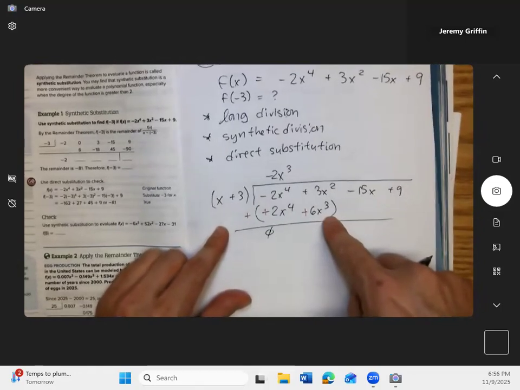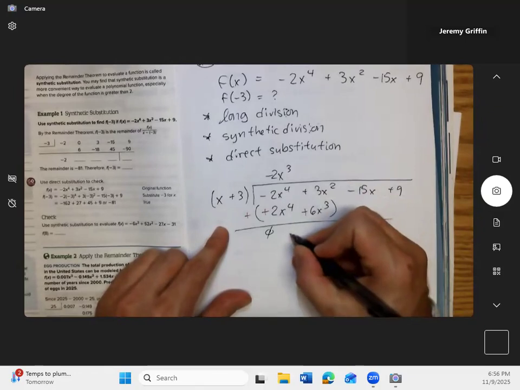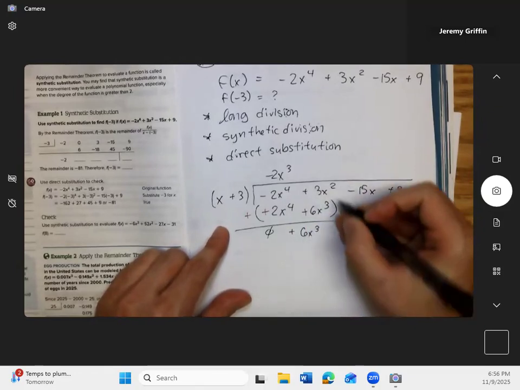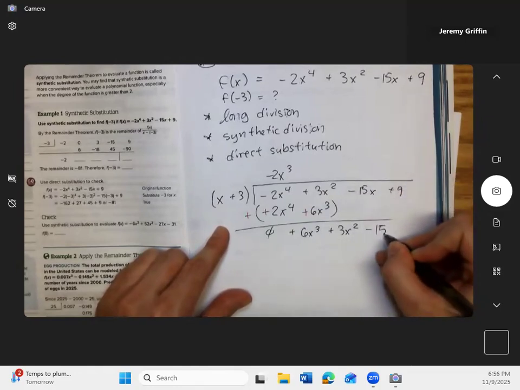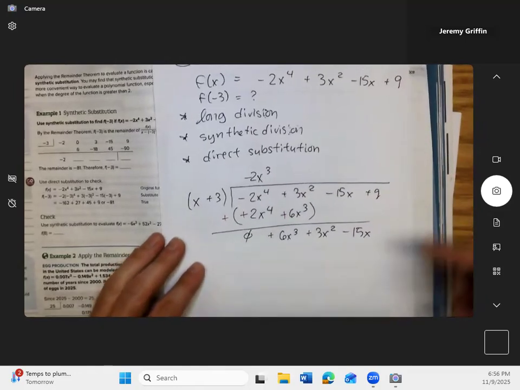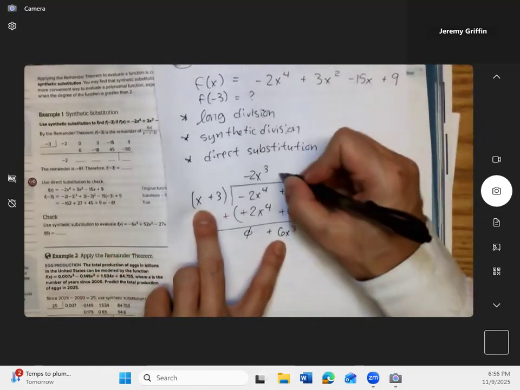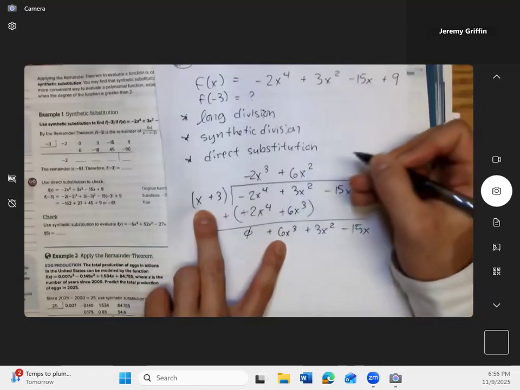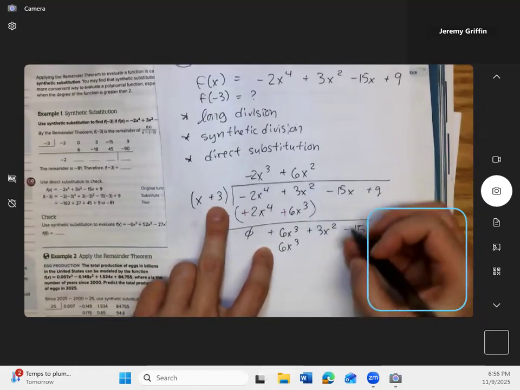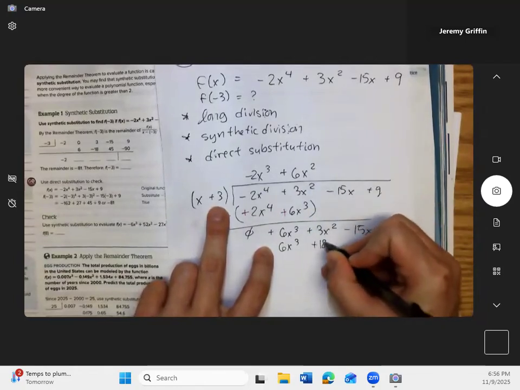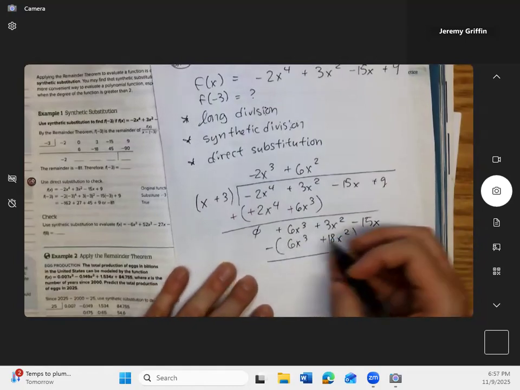Now, careful here, because these are totally different terms. I have an x squared and an x cubed here. So I have 6x cubed, plus 3x squared, and I'll go ahead and drop down the negative 15x. If you want to drop down the plus 9, you also could, but I would say that for later. How many times does this x go into 6x cubed? That would be 6x squared, and 6x squared times 3 is plus 18x squared. Then subtract this off, so minus all this.